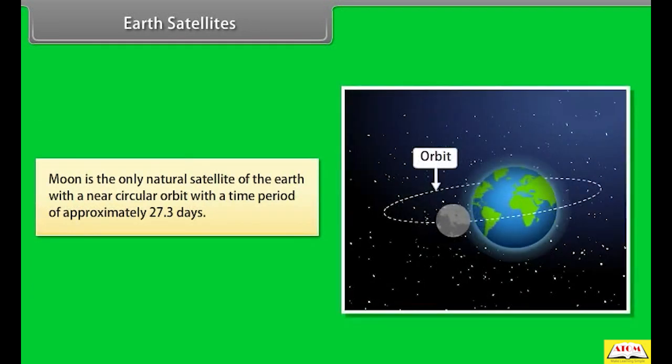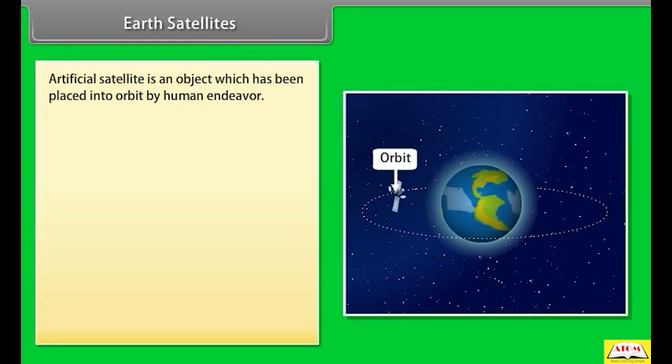Moon is the only natural satellite of the Earth with a near circular orbit with a time period of approximately 27.3 days. Artificial satellite is an object which has been placed into the orbit by human endeavor.